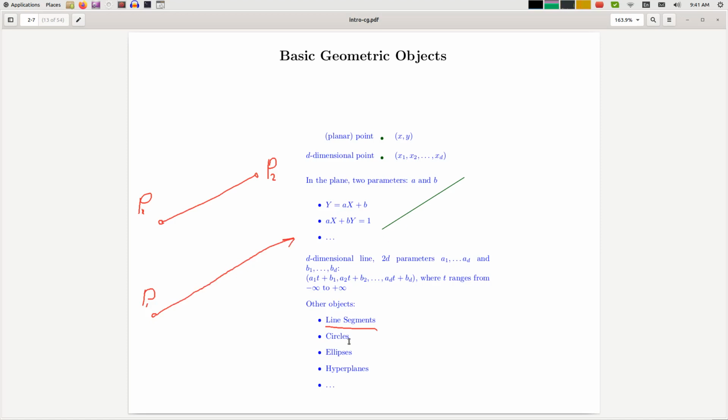Then there are, of course, circles, ellipses, and degree 2 functions such as parabolas. You have hyperplanes in higher dimensions, and so on. So these are basically most of the geometric objects we're going to be dealing with here. They could be part of the input or part of the formulation of a particular geometric problem that we want to solve.